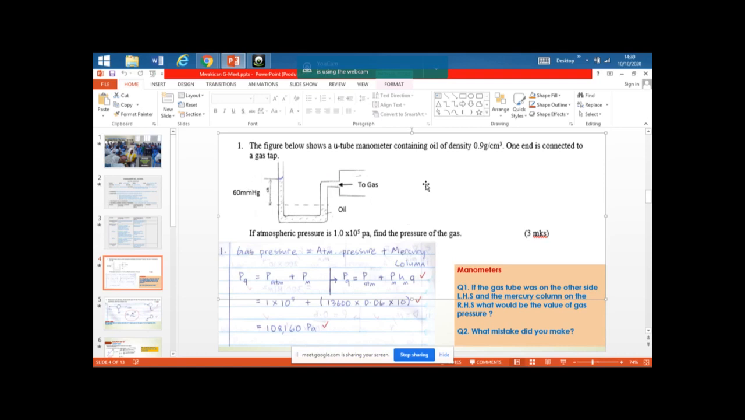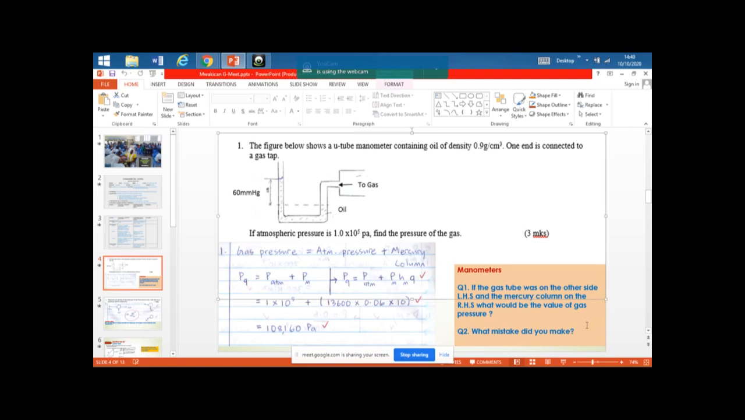I think the gas pressure will just be the same. That's excellent. You're right. The gas pressure is going to remain the same. Why is that? Because nothing changes. That's also an excellent answer, because nothing changed.